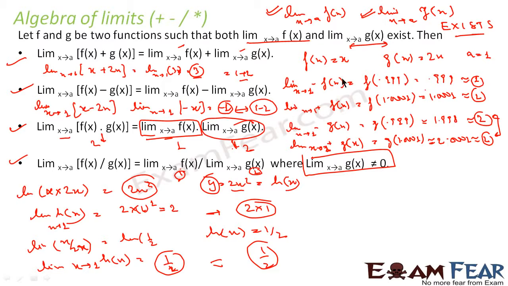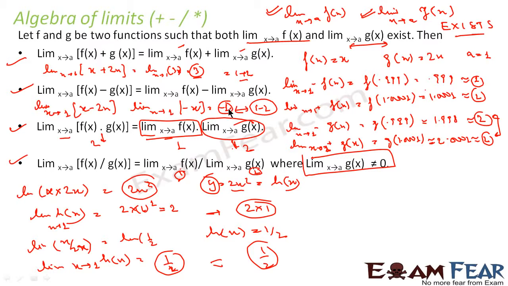Once again, what we have done is we have assumed, let's suppose f(x) is equal to x and g(x) is equal to 2x, and we found that the limit of these two functions at x equal to 1 exists, and those values are 1 and 2. And then we have proved that f(x) plus g(x) came out to be 3x. So for the function whose value is 3x, the limit at x equal to 1 is 3, and this is equal to the limit of f(x) at x equal to a plus the limit of g(x) at x equal to a, that is 1 plus 2, that is 3.